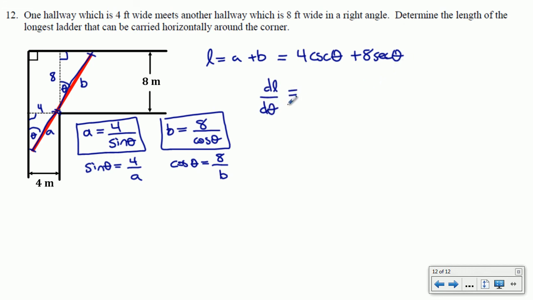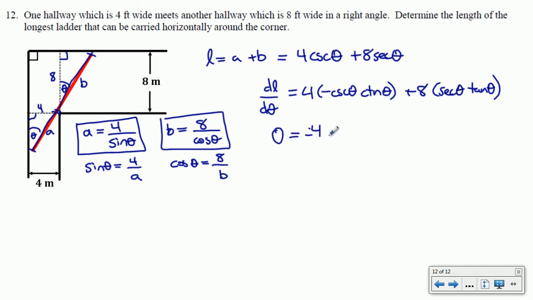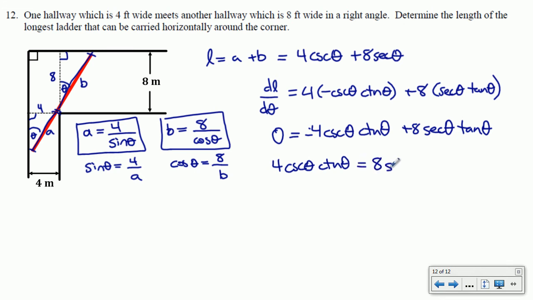So the derivative of cosec is negative cosec theta cotan theta, and the derivative of sec is sec theta tan theta. So next I'll set the derivative equal to 0, and I would get negative 4 cosec theta cotan theta plus 8 sec theta tan theta. And now I'm going to maybe bring this to the left side, so I'll get 4 cosec theta cotan theta equals 8 sec theta tan theta.